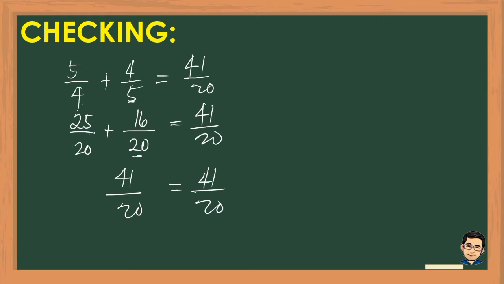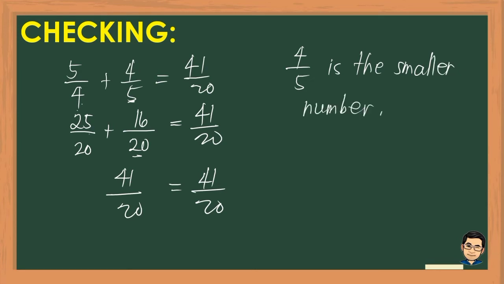So yung ating mga nakuhang sagot ay tama. So 4/5 is the smaller number. 5/4 is the larger number.